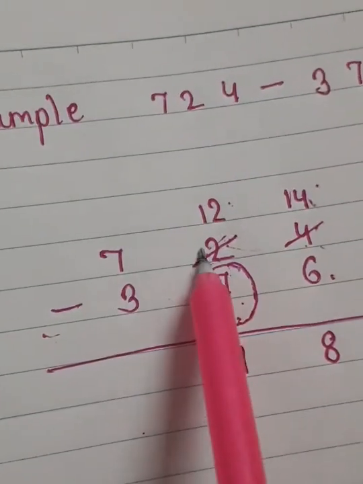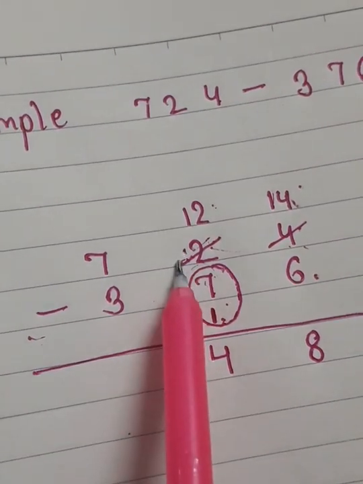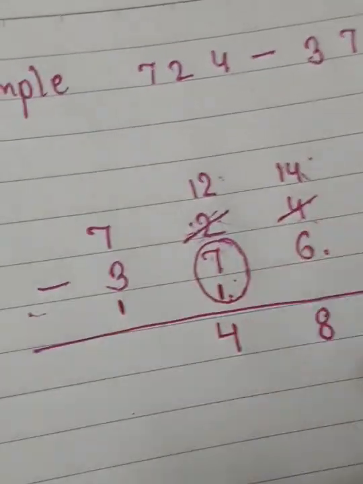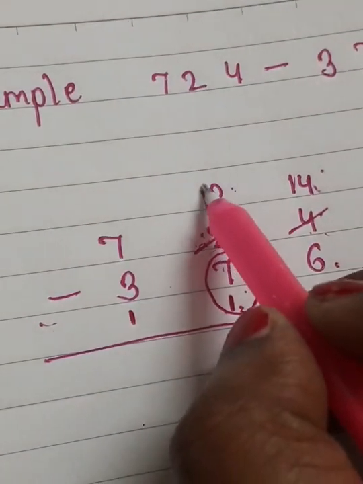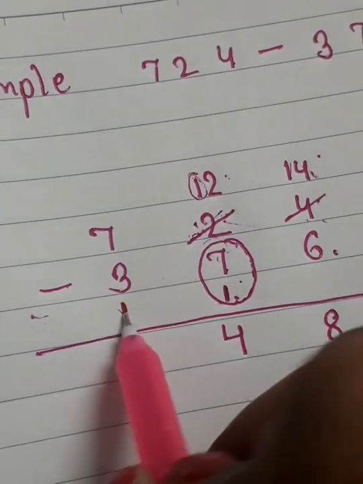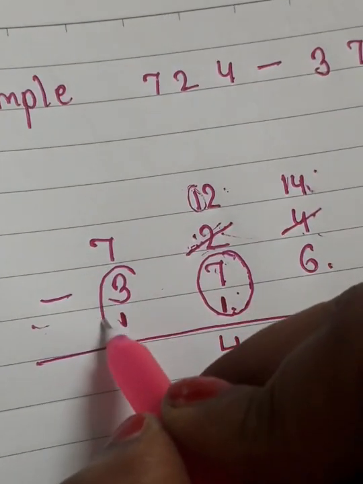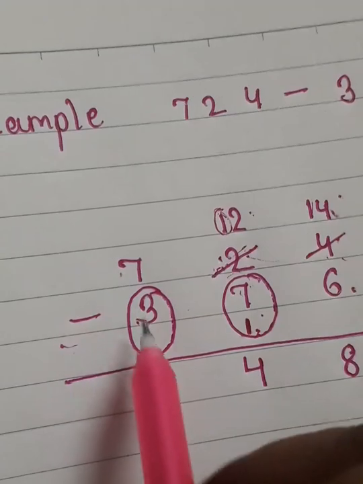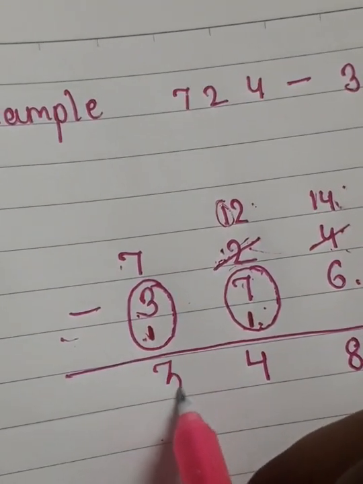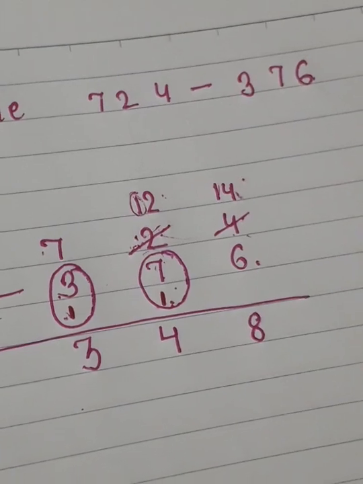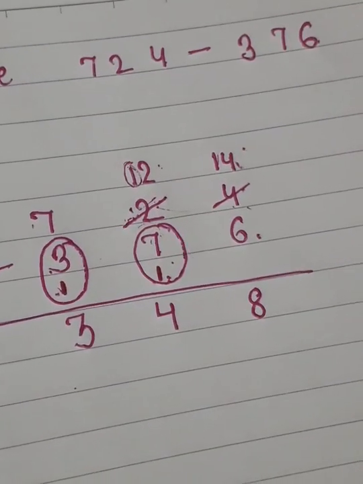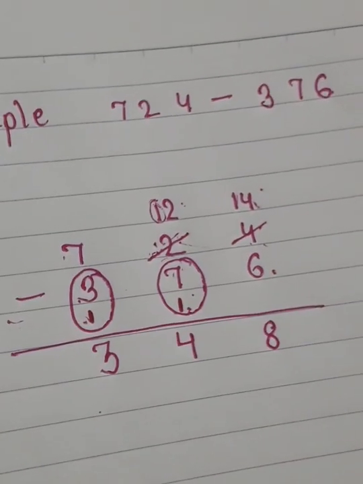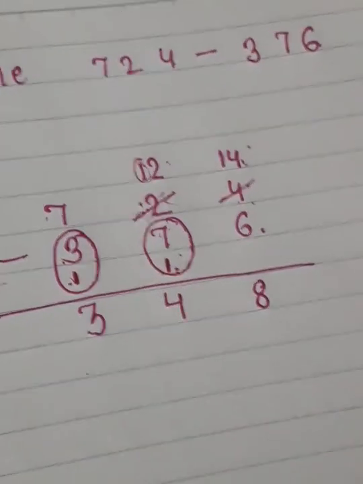Clear? Now here we have assumed the 2 is 12. So what do we have to do? We have to add 1 to the downside number. We are assuming 1 here now. So we have to add it to the downside. This becomes 3 plus 1, which is 4. 7 minus 4 becomes 3. So the answer will be 348. In the previous method, we solved this same number with the old method, and the answer is the same.